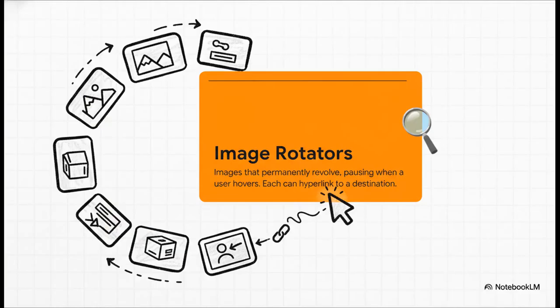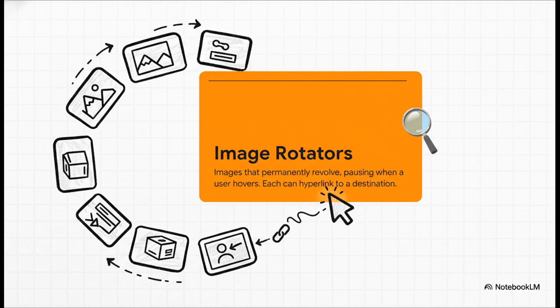Next, let's talk about the image rotator. Think of this as your own little revolving showcase. It's constantly cycling through your images, but, and this is the cool part, it stops the second a user's mouse hovers over it. That little bit of interactivity is fantastic for showing off multiple products or features without taking up a ton of space.